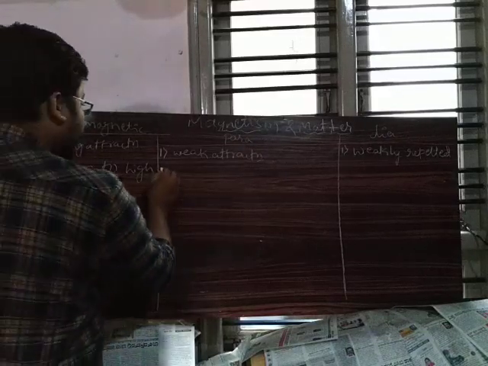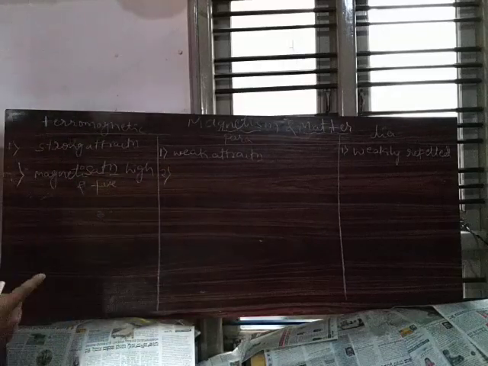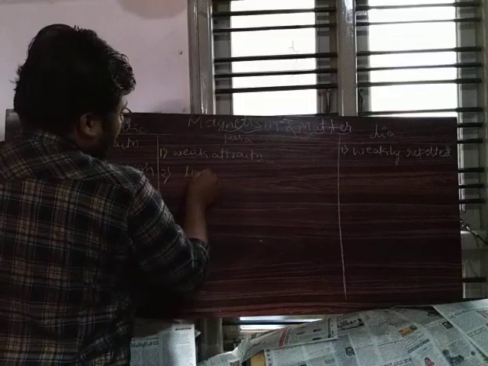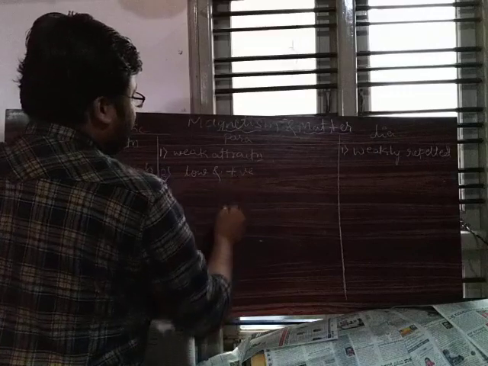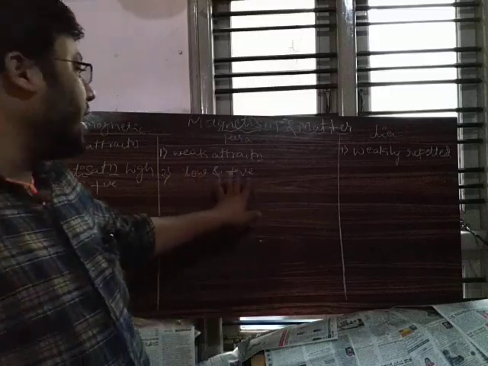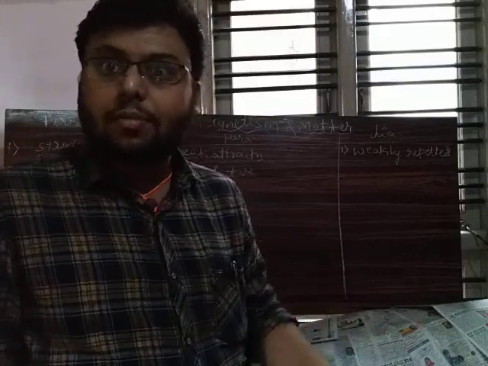So next here, magnetization positive means the magnetization takes place in the direction of applied magnetic field. So here the magnetization is low and positive. Right? Low magnetization, that's why weak attraction happens. So low and positive. Positive means the magnetization will be in the direction of external magnetic field.